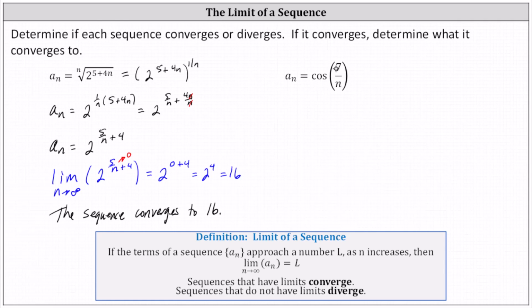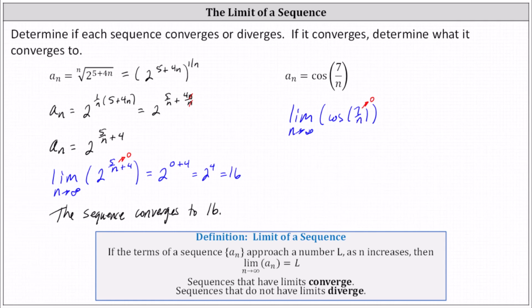We have a sub n equals cosine of 7 divided by n. Let's go ahead and take the limit of a sub n. Let's first focus on 7 divided by n as n approaches infinity. Again, the denominator is increasing without bound, and because the numerator stays at 7, the fractions get smaller and smaller and approach 0. The limit doesn't approach 0, but 7 divided by n approaches 0.